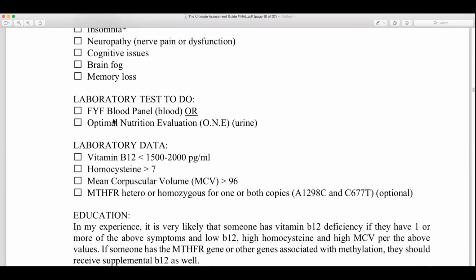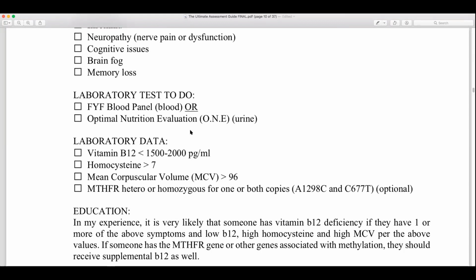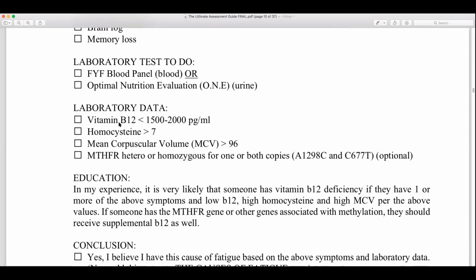So laboratory tests to do is that Fix Your Fatigue blood panel in blood, or the urine test, the optimal nutrition evaluation, the ONE test. Now the laboratory data is going to be B12 less than 1500. This is in blood. The homocysteine greater than 7, also in blood. The MCV, or the mean corpuscular volume, this is the size of red blood cells, also in blood. Or MTHFR, heterozygous or homozygous for one or both copies.